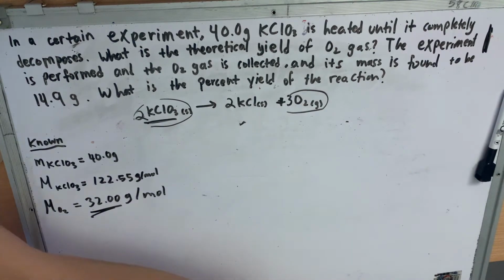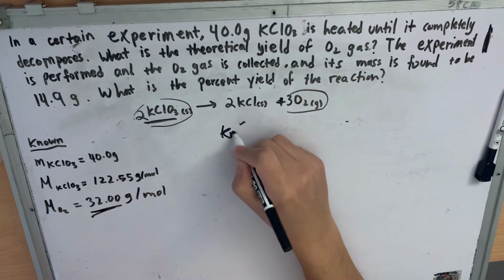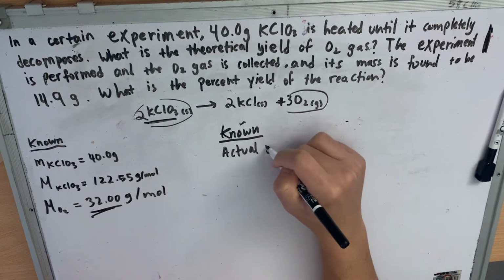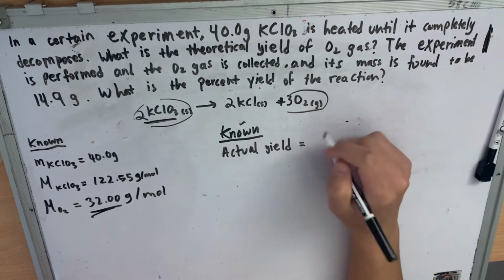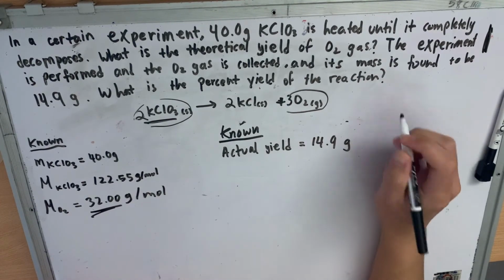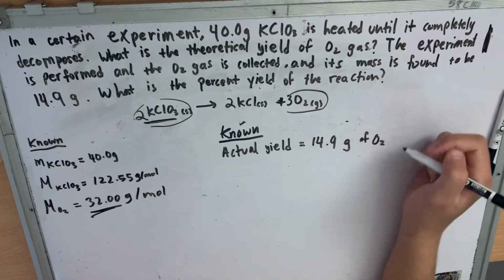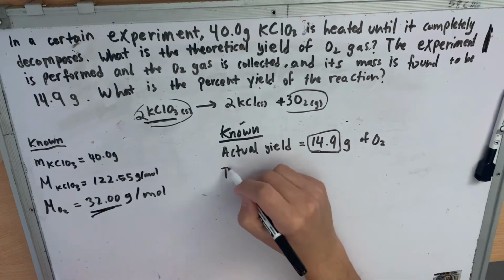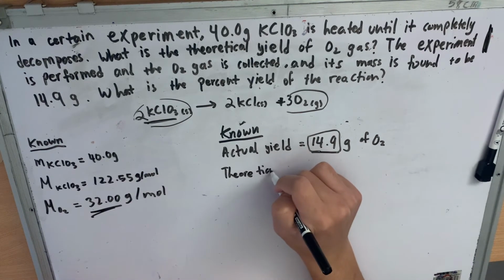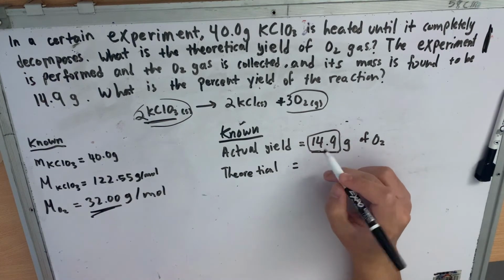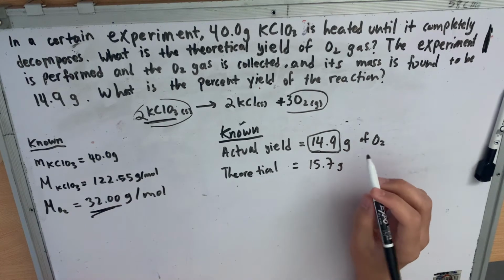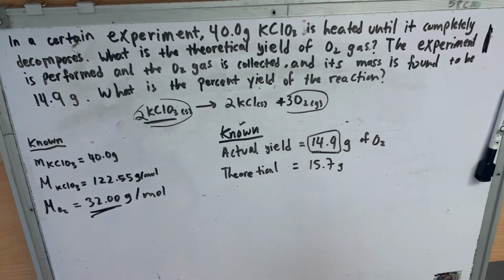Okay, so our knowns are obviously the actual yield, which is 14.9 grams of O2. This was the yield found in the laboratory setting, or in the experiment. And the theoretical yield is basically 15.7 grams. This is what happens if the chemical equation or the decomposition had no flaws.